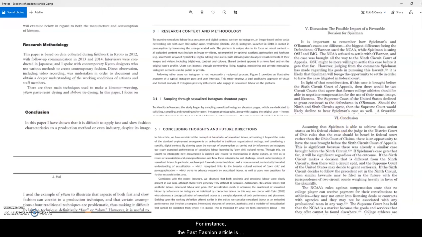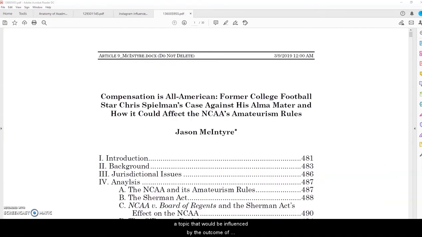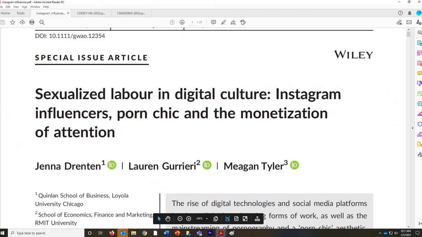The source of your academic article can also help you understand what it is about. For instance, the fast fashion article is from the journal Fashion Theory, and it's specifically about kimono production in Japan. So it makes sense that as you read the article, terms specific to fashion theory will be abundant. If you are going to write about whether college athletes should be paid, it's not surprising that the bulk of articles written on that topic are published in law reviews. It is, after all, a topic that would be influenced by the outcome of court cases.